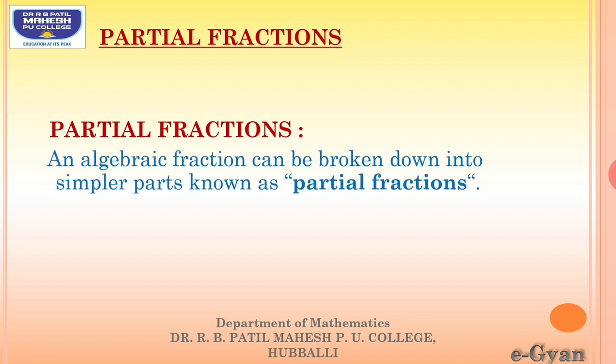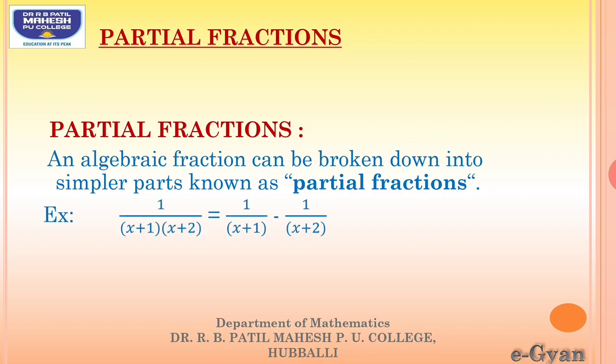An algebraic fraction can be broken down into simpler parts known as partial fractions. For example, 1 by (x plus 1) into (x plus 2) equals 1 by (x plus 1) minus 1 by (x plus 2). While converting into the simpler form, the given rational function should be in terms of a proper fraction.